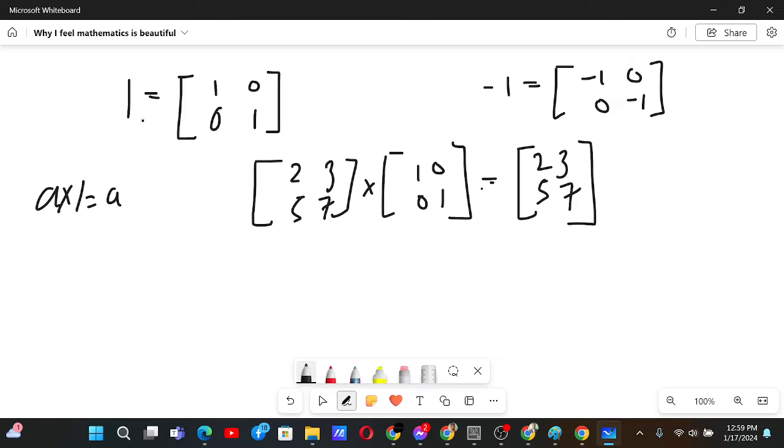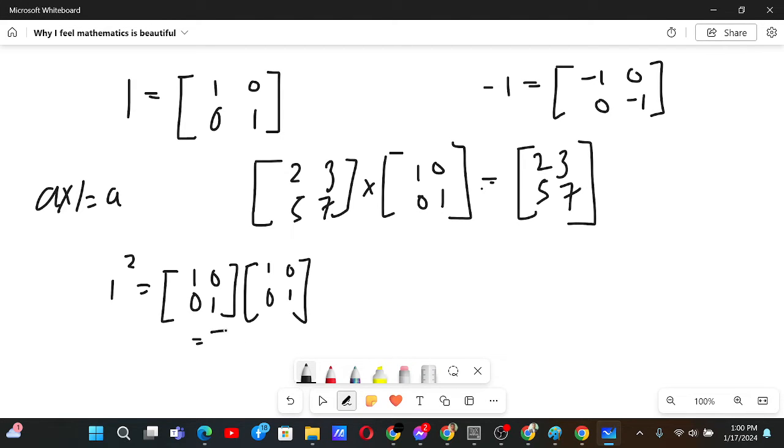Now, in numbers, 1 square would be just to multiply itself twice. And that gives us itself. If we multiply, it gives us the same thing, and that's 1 square.